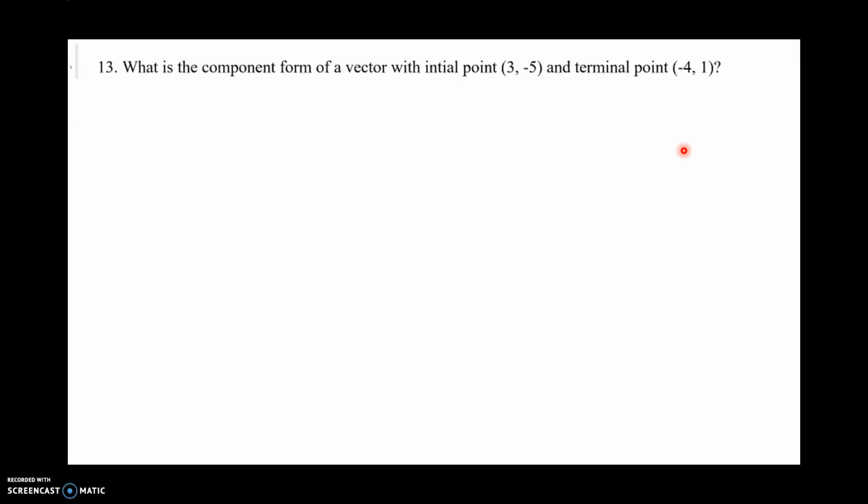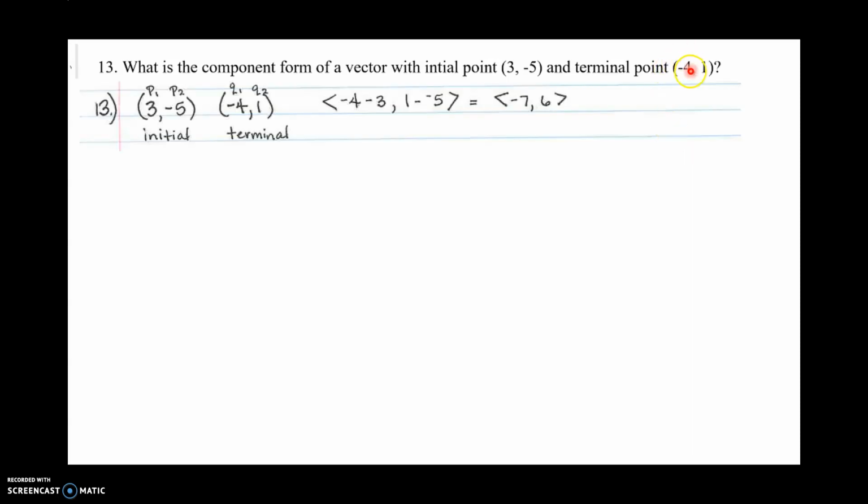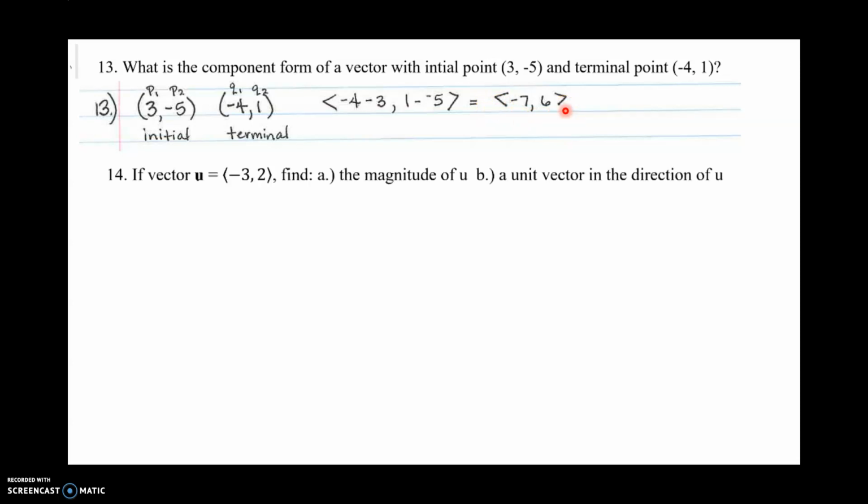So for component form, we're going to do terminal point minus initial point. So here's our terminal point, here's our initial point. So we're just going to do negative 4 minus 3, and then we're going to do 1 minus negative 5. That gives us negative 7, 6 for our component form, and we want to be sure that we put these markings for our vector. It kind of looks like a sideways V for our vector.